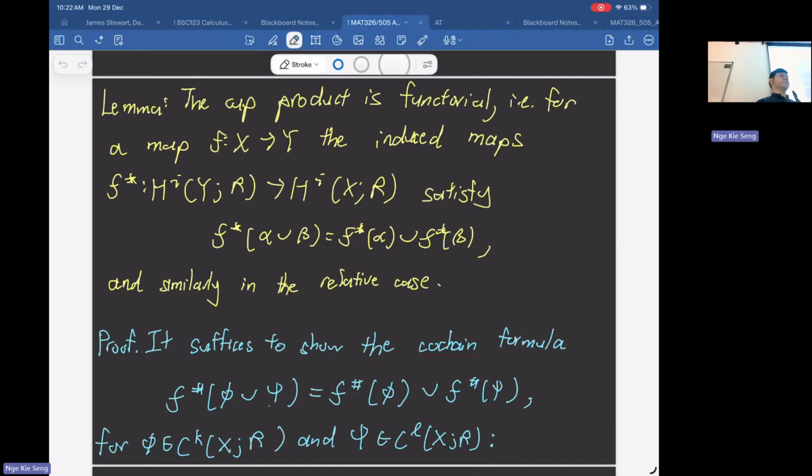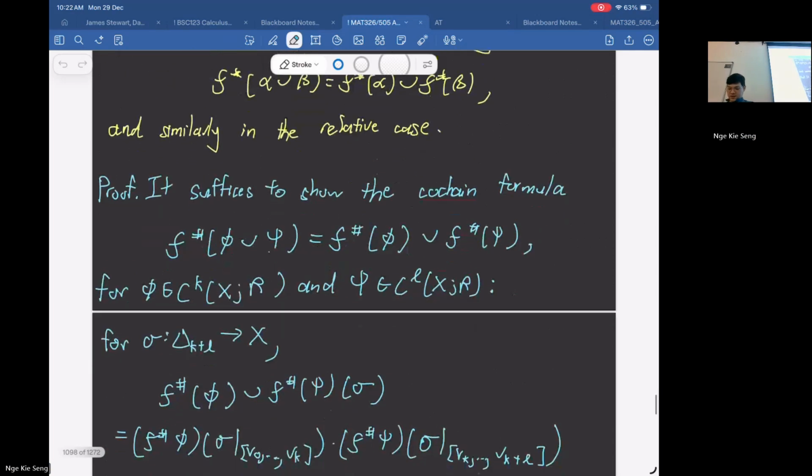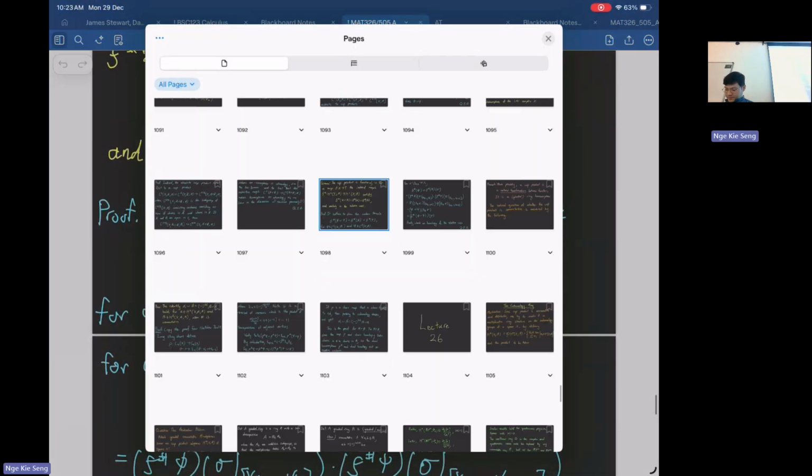Ring homomorphism, right? But I think you still need to check, what do you need to check for a ring? F star 1 goes to 1, and then F star of A plus B equals F star A plus F star B. I think that one is straightforward. But this one I think is the hardest one. Okay.